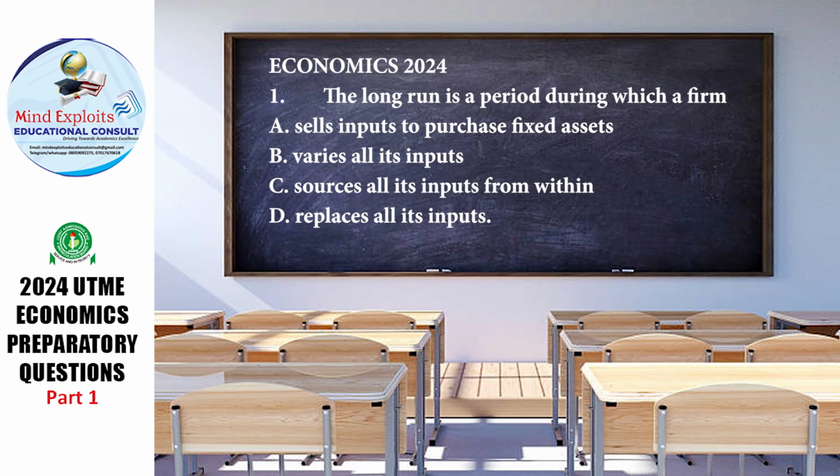So the major thing that makes the long run unique is that in the long run, all factors of production are variable. So your right answer to this question is option B, which says that all inputs can be varied. So it's a period where an organization can vary all its inputs.